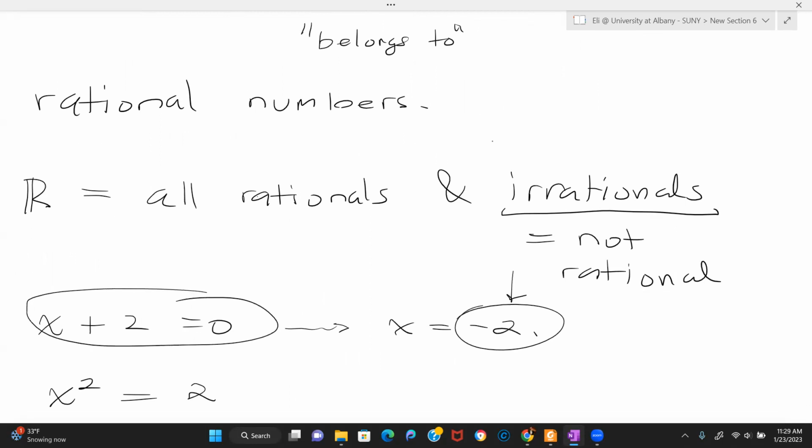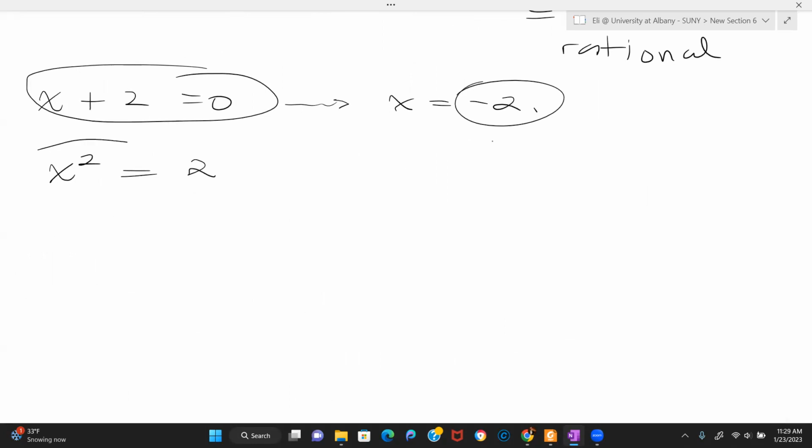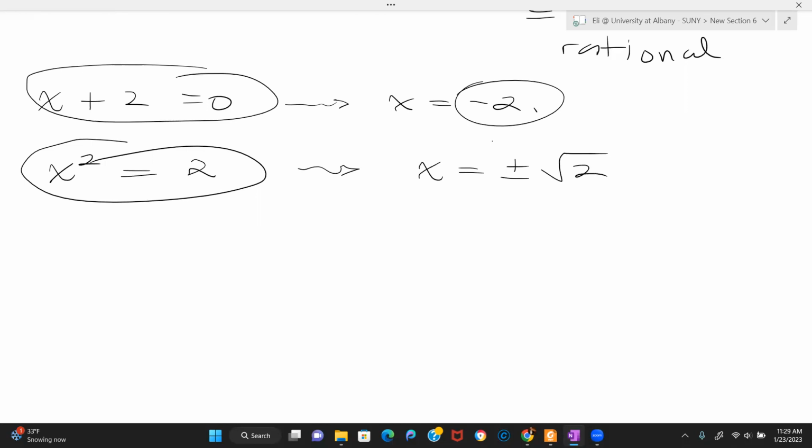In fact, it's an integer solution. Every integer is a rational. But then when you come to an equation like this, of course we know how to solve this. You take the square root of both sides. But square root of 2, if you solve for this, you'll see that x is equal to plus or minus square root of 2. Square root of 2 is not rational.